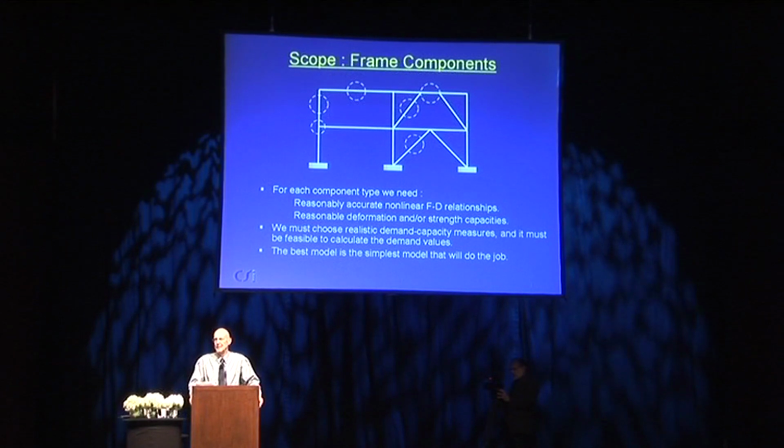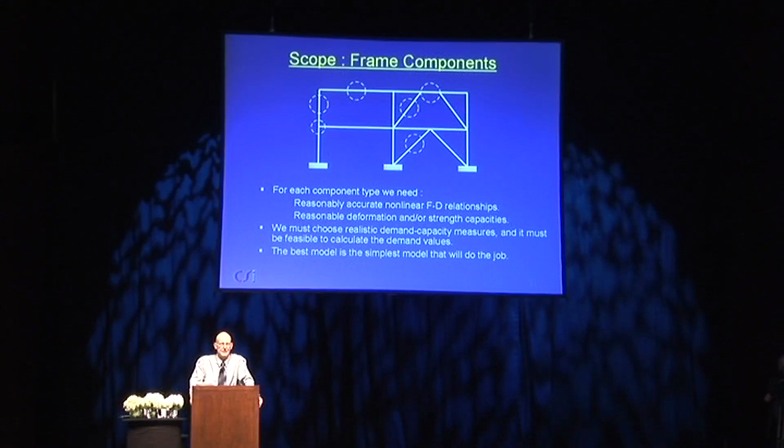Another point is that we must choose realistic demand capacity measures, and it must be feasible to calculate the demand values. And I'll talk about this a little bit later on, but it would be very nice to say, oh yeah, let's use strain as the demand capacity measure. Great idea, except that it's not realistic. You cannot realistically calculate strain. Now, maybe you could establish a strain capacity without too much difficulty, but there is no way that you can calculate a realistic strain demand.